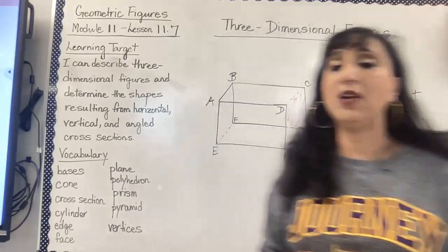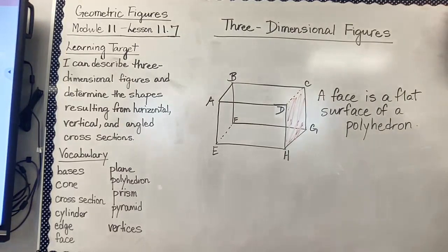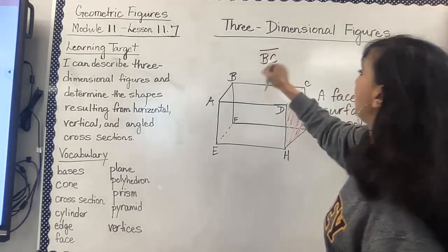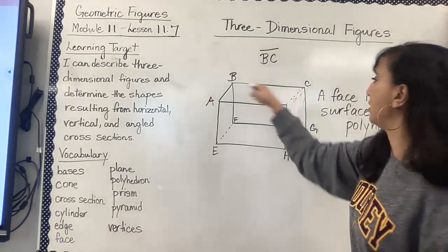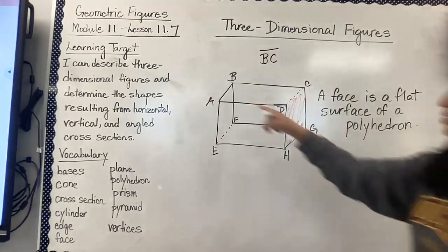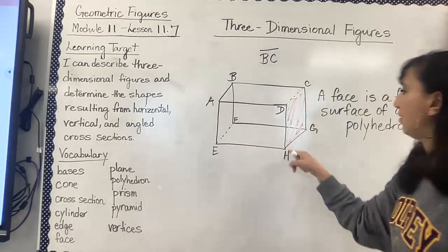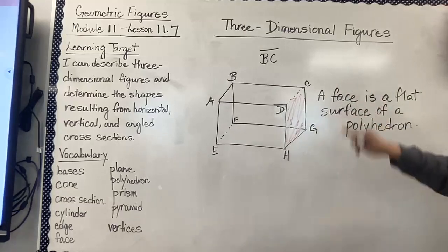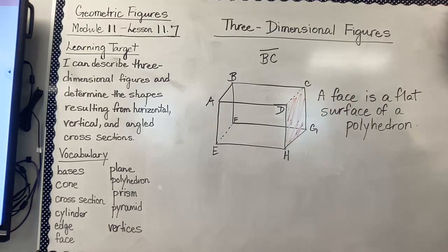Okay, so now let's look at the edge. And the edge is the line segment where 2 faces of a polyhedron meet. So let's look at line segment BC. Remember, line segment is written like that. So this is one edge. Here is another edge, and another edge, and another edge. And these are edges. So when you are looking at all that, we have different edges over here.